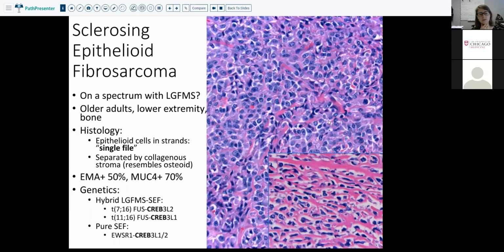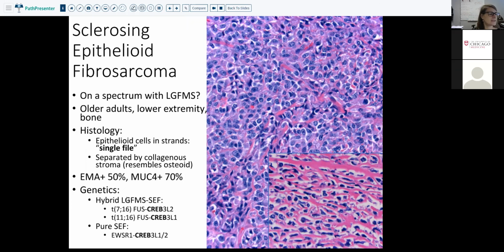All right, so this is sclerosing epithelioid fibrosarcoma. So we talked last time about low-grade fibromyxoid sarcoma, right? And we mentioned, hey, what about sclerosing epithelioid fibrosarcoma? Isn't that kind of a high-grade transformation of low-grade fibromyxoid? Yes, and here it is, okay?